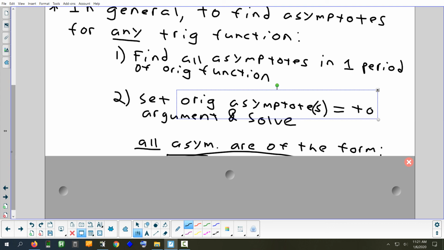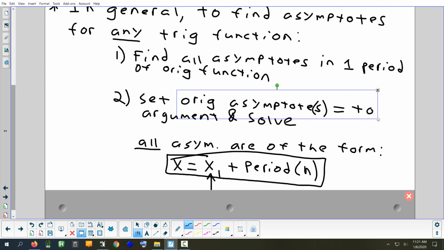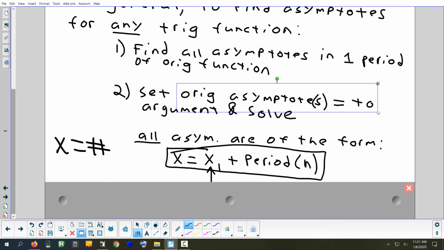How often are the asymptotes going to keep repeating in general? Or how often does any specific feature in a trig function repeat itself? Every period. Exactly. Every cycle. You're going to get the same behavior every single cycle. So, how do you represent all the asymptotes? You can't just say x equals and then tell me a number. That's one asymptote. There's infinitely many. This is how you write them.